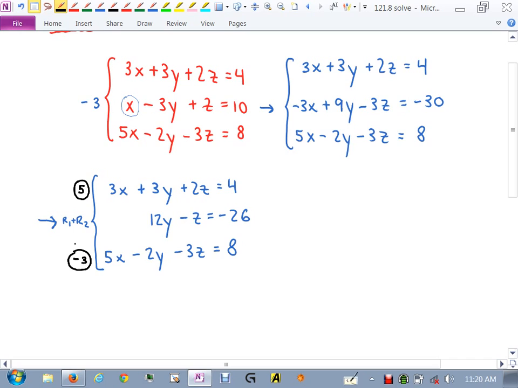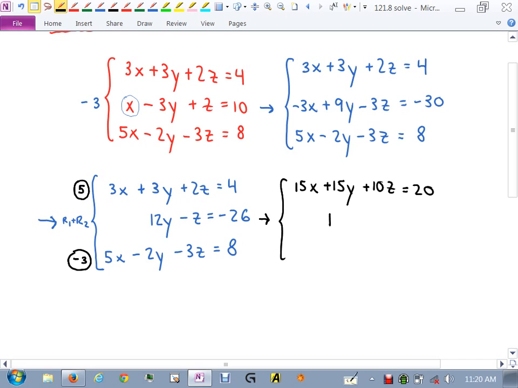Right? That'll create a 15x on the top row. It'll create a -15x on the bottom row. And then when I add them, it'll cancel. So I get to rewrite this thing. Be careful here. 15x plus 15y plus 10z equals 20. What do I do with the second row?